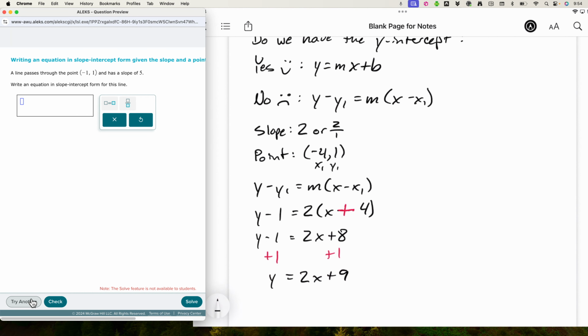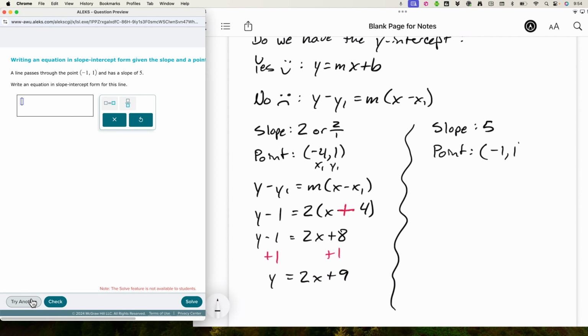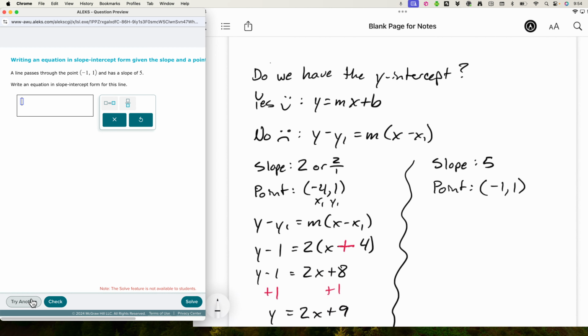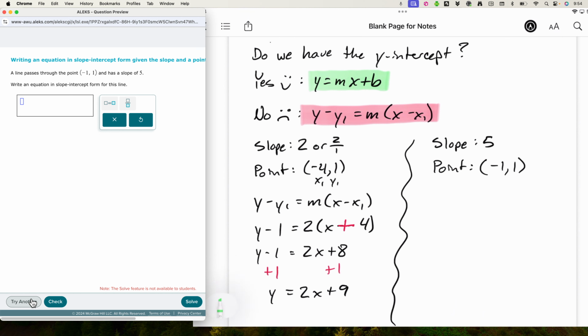So this time we have a slope of 5. You could also use 5 over 1, whichever you prefer. And we have a point, negative 1, 1. The question we always ask ourselves is, do we have the y-intercept? In this case, we do not. So we have to use point slope form, which I will highlight in a reddish color because we really don't particularly like that form. It's complicated and difficult. We would much rather do the one that's green, but we don't have it.